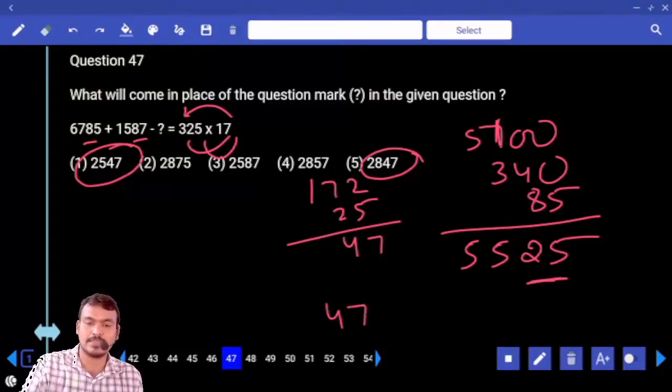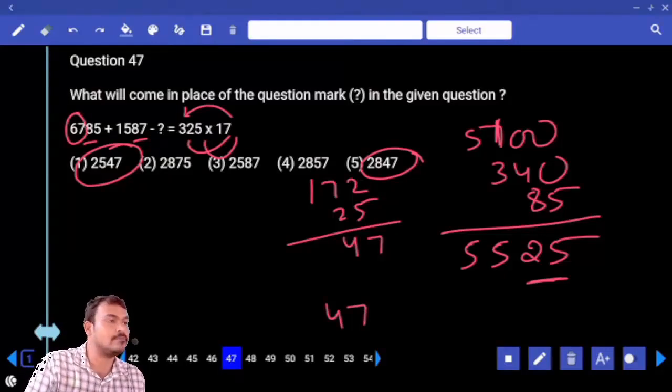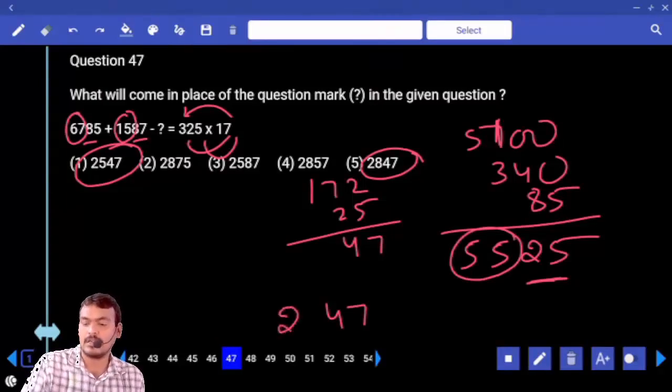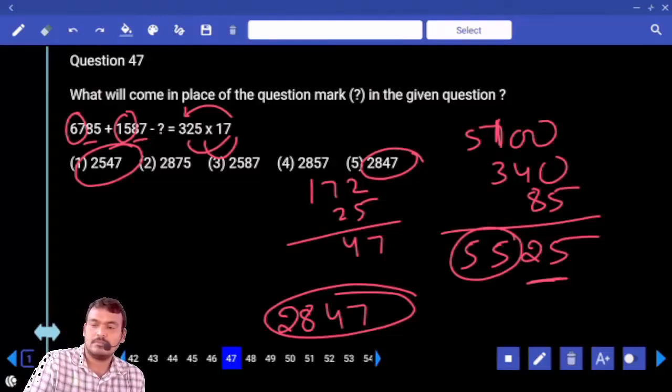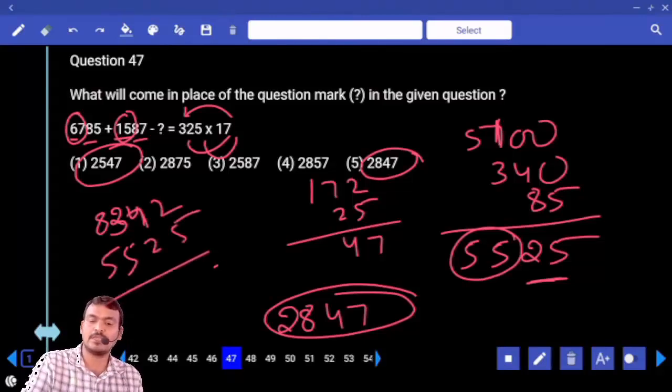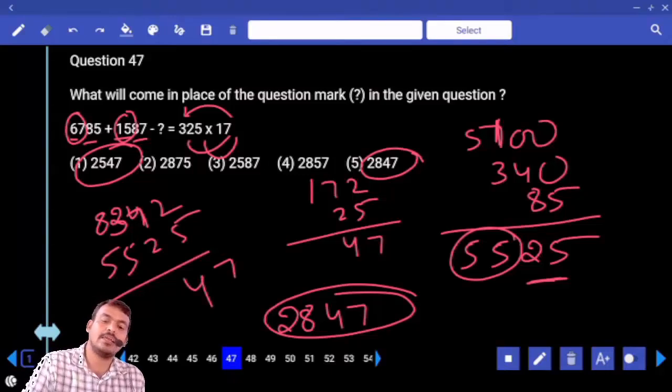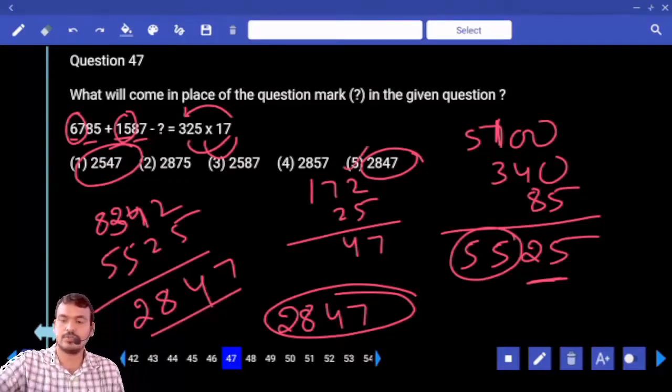Last 2 digits are 47. Means this value are 68. 68 or 67? 68. 68 plus 15. 83. 83 minus 55. 28 or not? 28 47. 67 plus 15 how much? 82. 8372 minus 5525. 12 minus 5, 7. 6 minus 2, 4. 13 minus 5, 8. 2847. Which option? Fifth one or not?